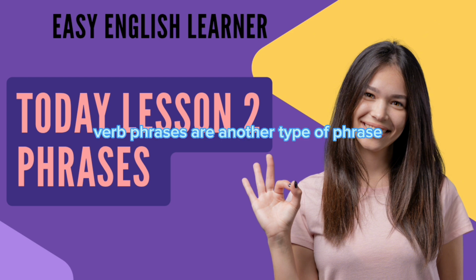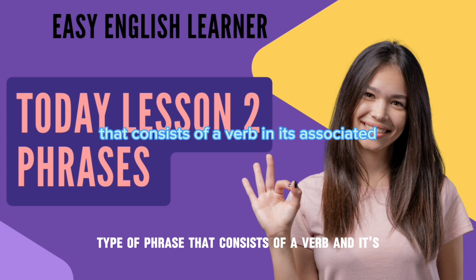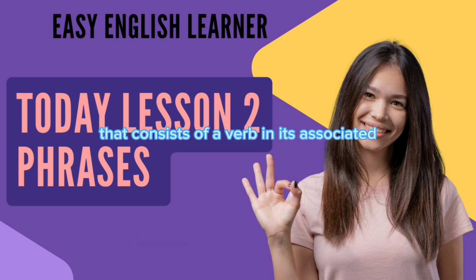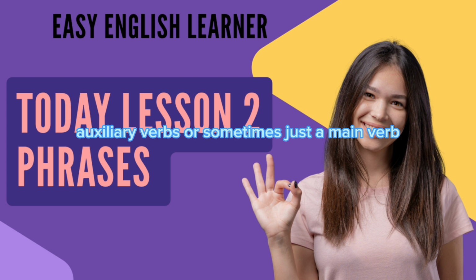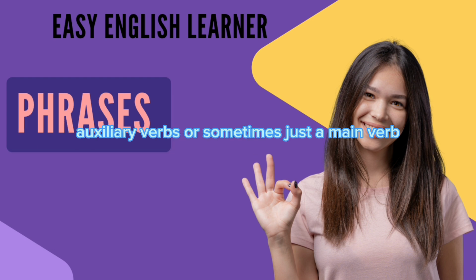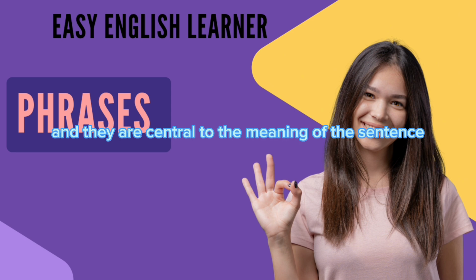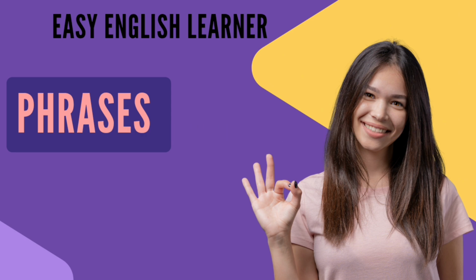Verb phrases are another type of phrase that consists of a verb and its associated auxiliary verbs, or sometimes just a main verb. In the sentence "she has been running," "has been running" is the verb phrase, with "has" and "been" functioning as auxiliary verbs, and "running" as the main verb. Verb phrases convey actions or states of being, and they are central to the meaning of the sentence.